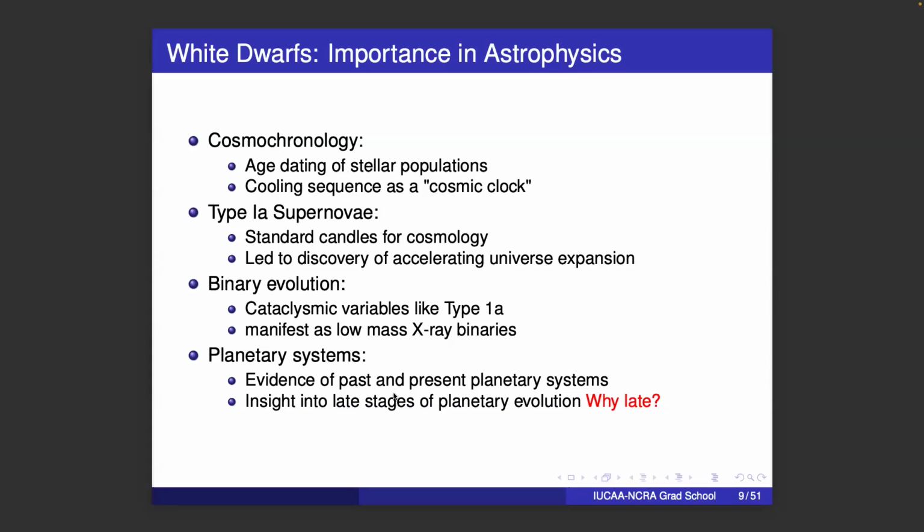Its cooling sequence can be used as a cosmic clock. We saw last time how the luminosity changes as a function of time for white dwarfs. Type 1a supernovae are very, very important because they are standard candles for cosmology. They're the most important distance indicator used in cosmology. Why are they the preferred distance indicator? Why not Cepheids or something else?